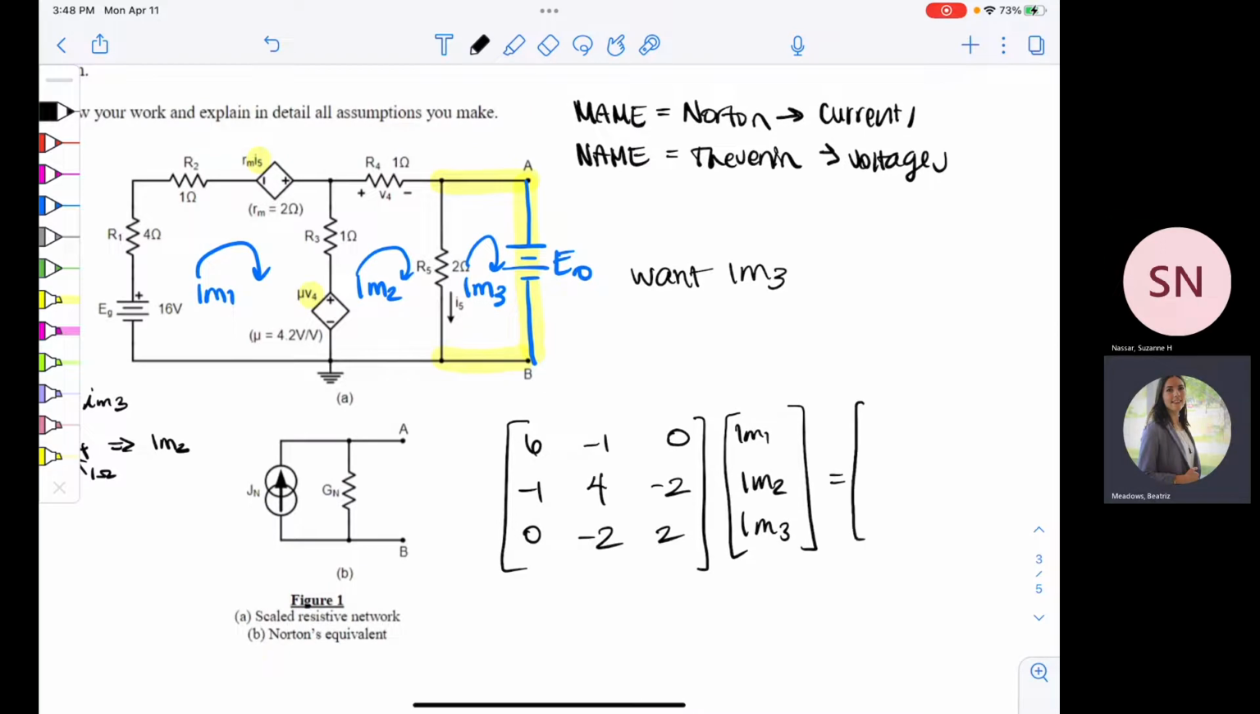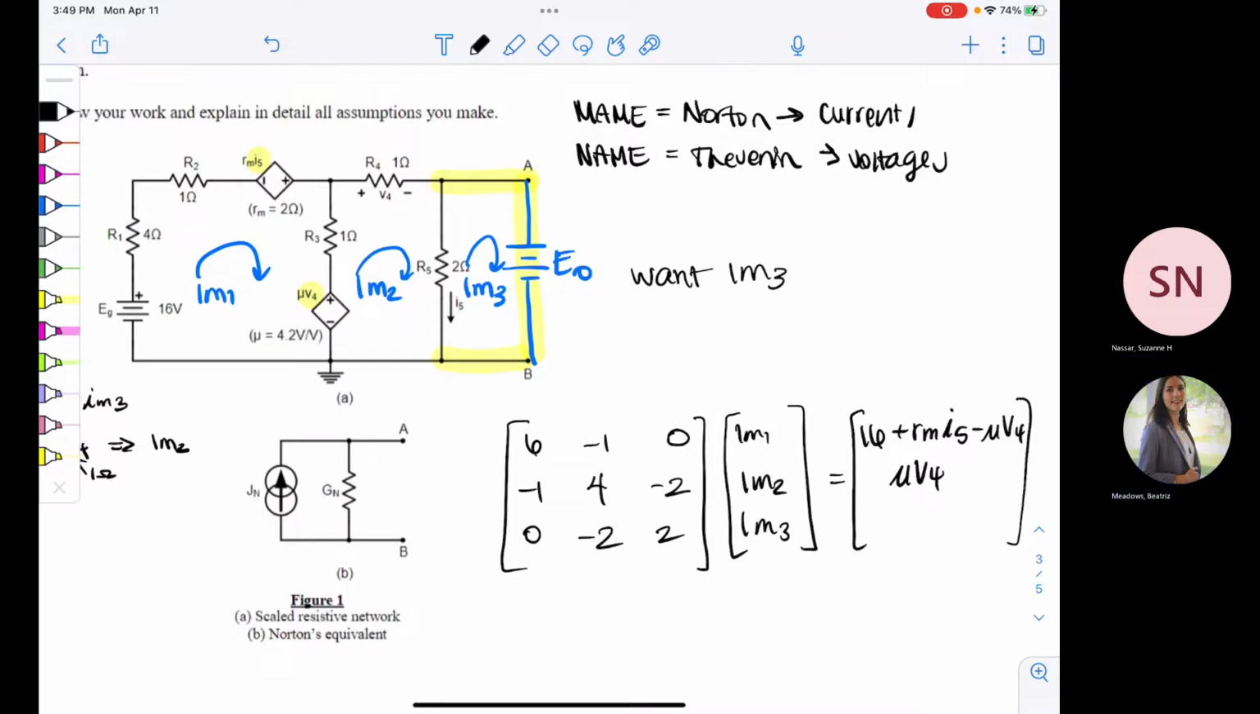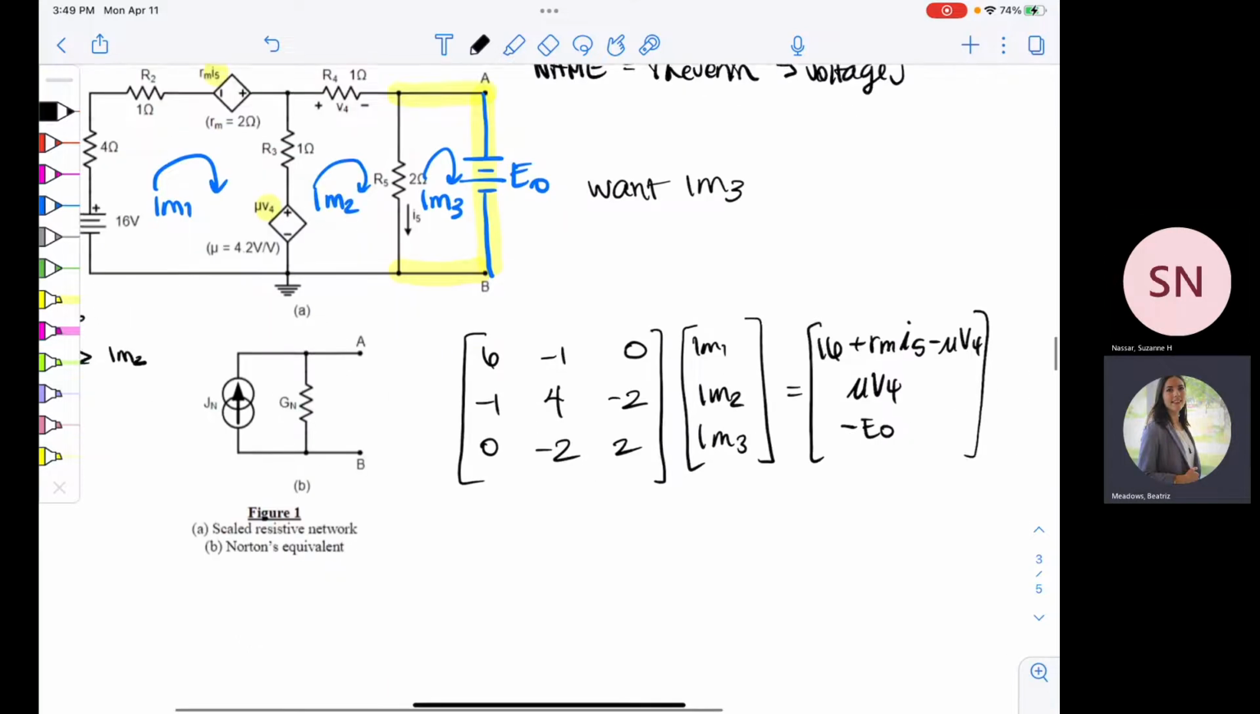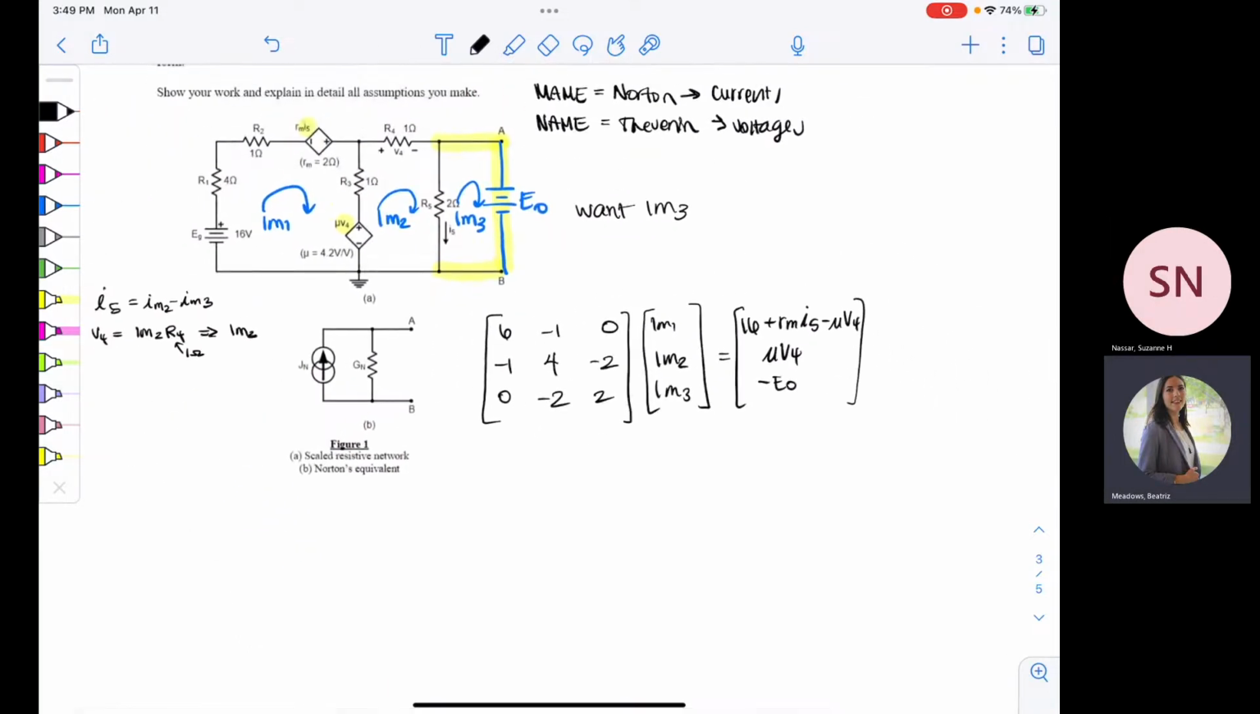So now whenever we go into this, we can have our little cheat sheet. So starting off, what's our sources in mesh 1? So 16. 16. What is it? Is there anything else, or is that it? Okay, now what's in mesh 2? Okay, and mesh 3? Wow, you guys are such experts now. Look at you. You're great at doing these now.